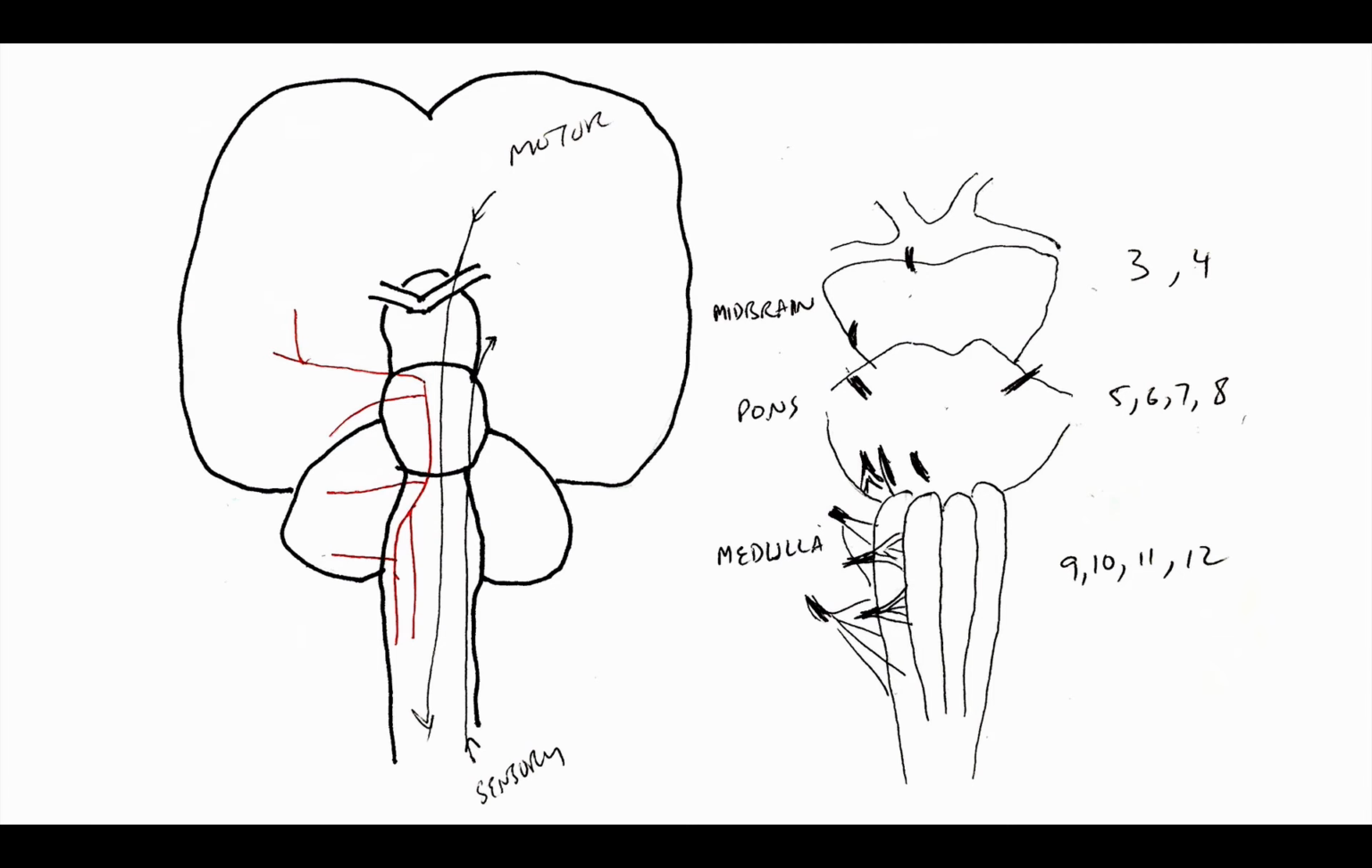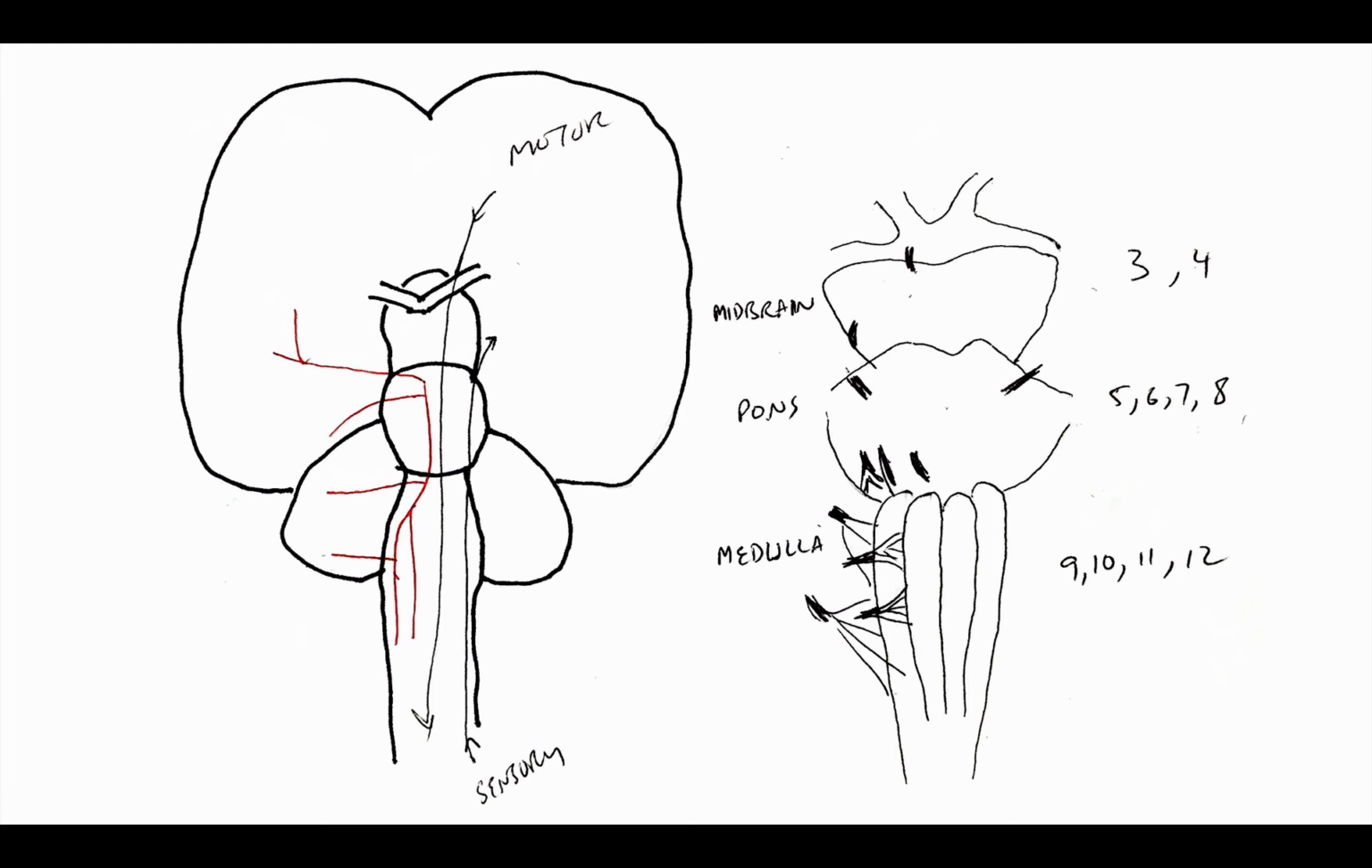Also, I want to tell you that the motor fibers travel on the medial part of the brainstem, but the lateral part of the brainstem has the sensory fibers. In lateral medullary syndrome, you have sensory loss and you will have cerebellar signs. In the medial medullary syndrome, you will have motor signs along with cerebellar signs.